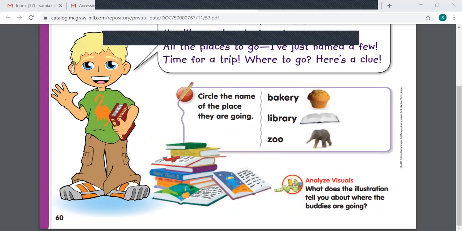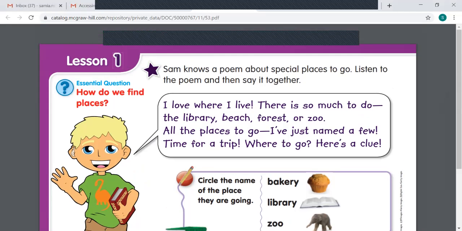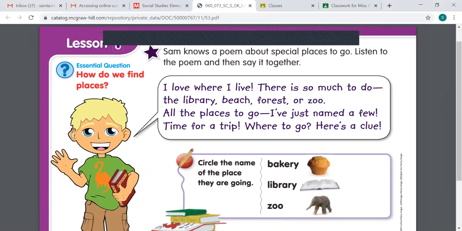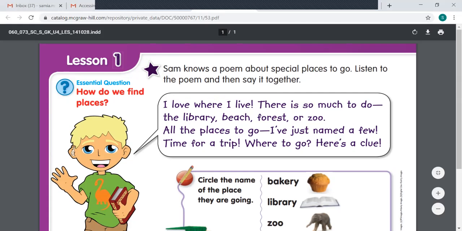So in this unit, we're talking about, what are we talking about in this unit? Do you remember? Well, we were talking about how where we live affects how we live. So we live in San Diego. The climate in San Diego is sunny and warm most of the time. So how does that affect where we live and what we can do?